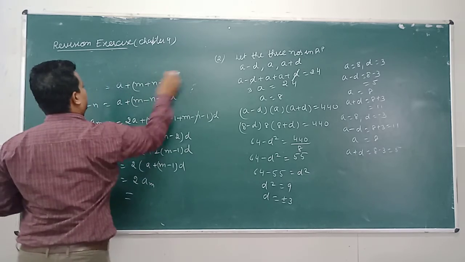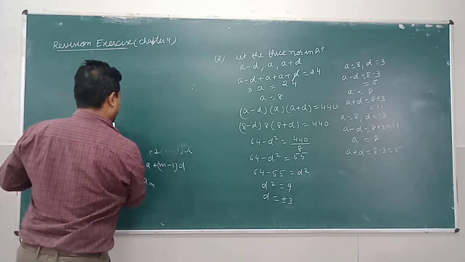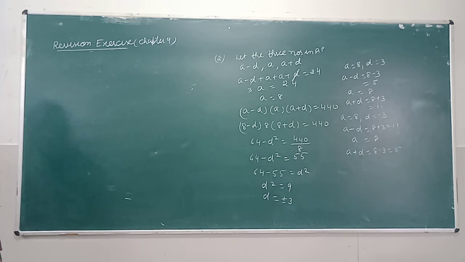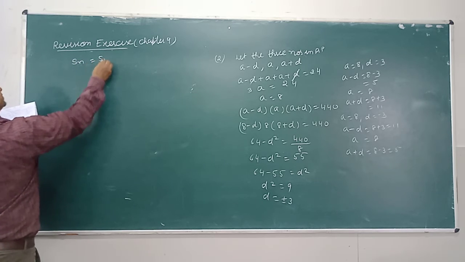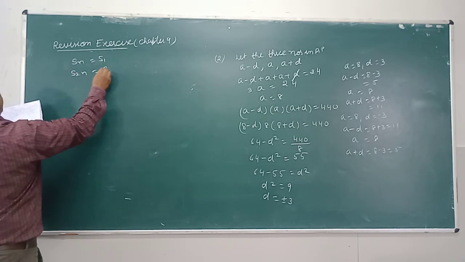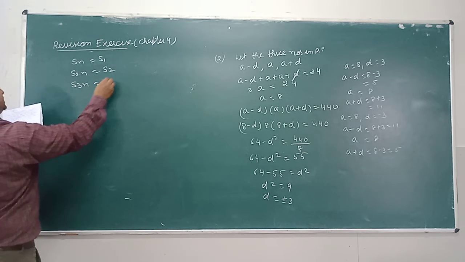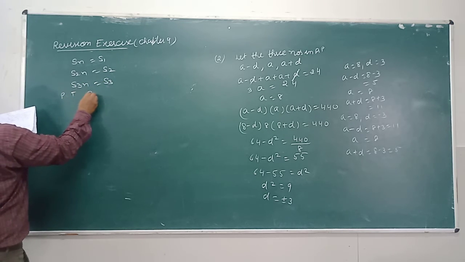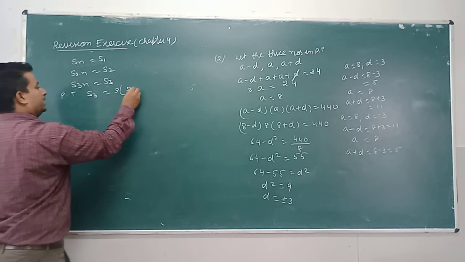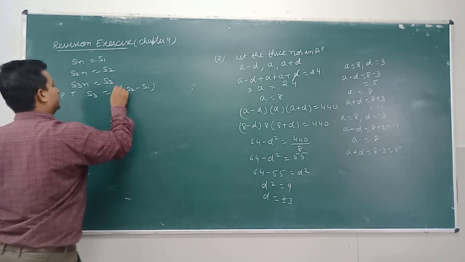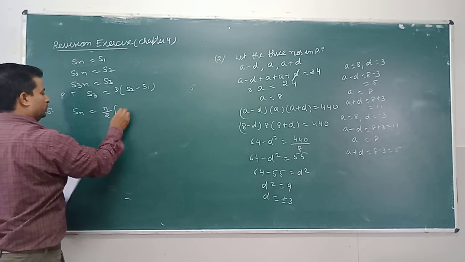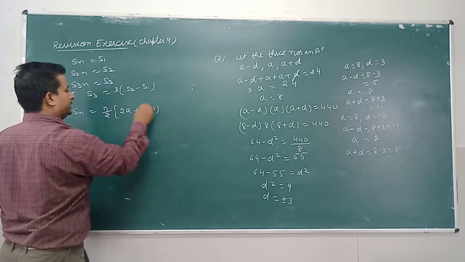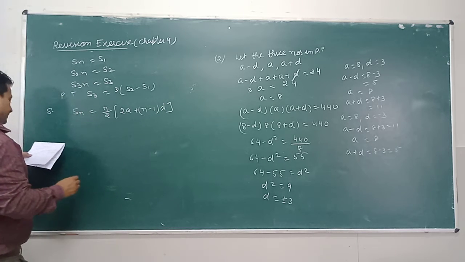In question number 3, the statement is if the sum of n, 2n and 3n terms of AP be S1, S2, S3. This means Sn is S1, S2n is S2, S3n is S3. So we are required to prove S3 is 3 into S2 minus S1. This is the proof. So first we write S1. S1 is n upon 2, 2a plus n minus 1 into d. This is S1 of AP.